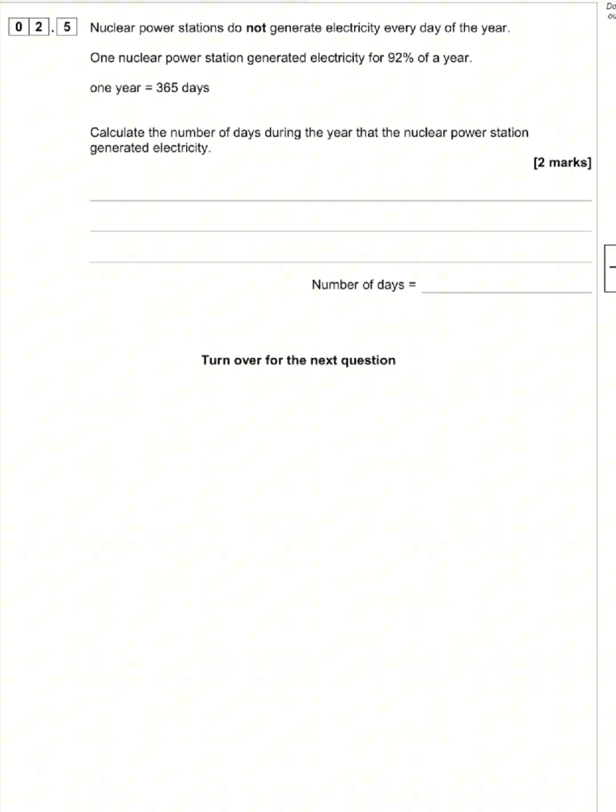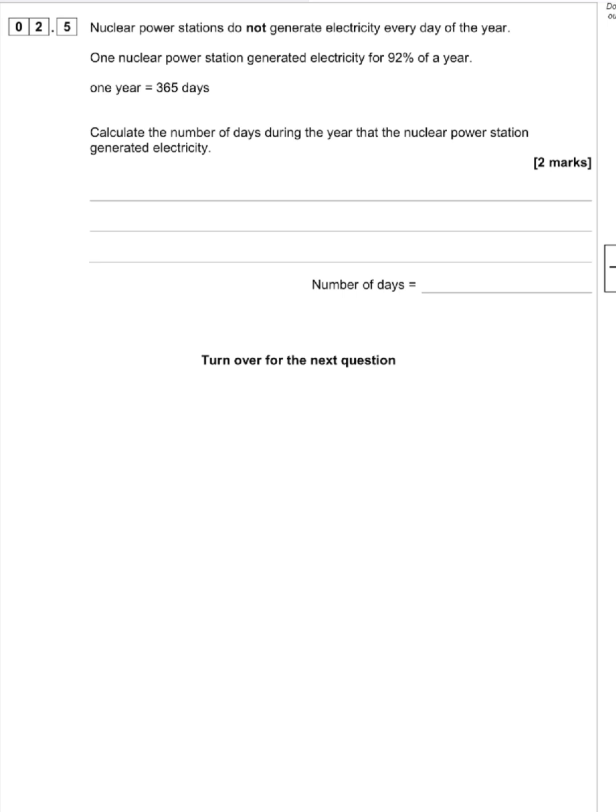So here we're reminded that power stations don't generate electricity every day of the year, and that actually this particular one generates electricity for 92%. How many days during the year is that nuclear power station going to generate electricity? So we need to find out what is 92% of 365.